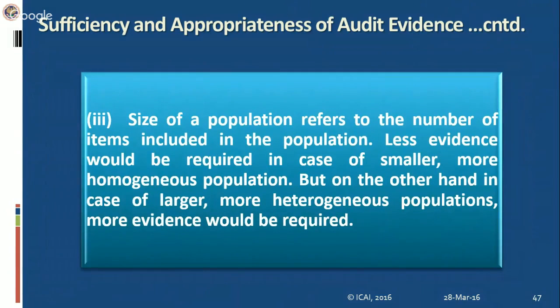Size of population refers to the number of items which are included in the population. Less evidence would be required in case of a smaller, more homogeneous population, but on the other hand, in case of larger, more heterogeneous populations, more evidence would be required.